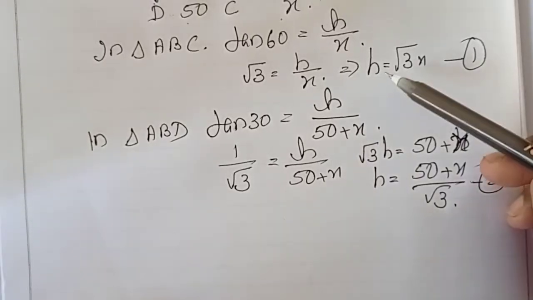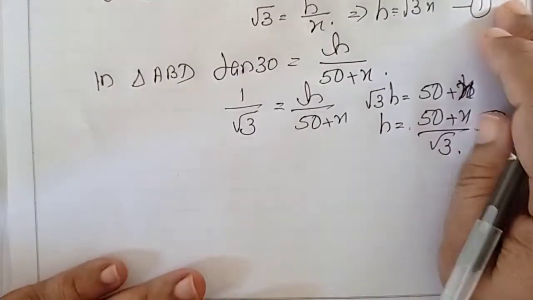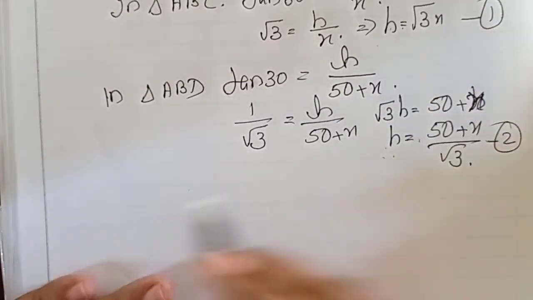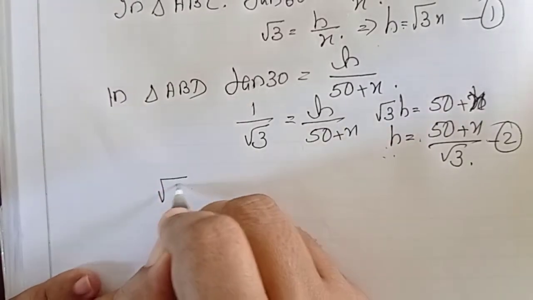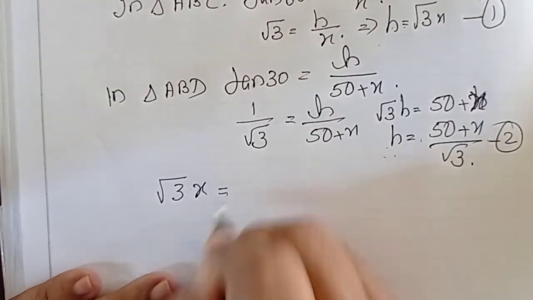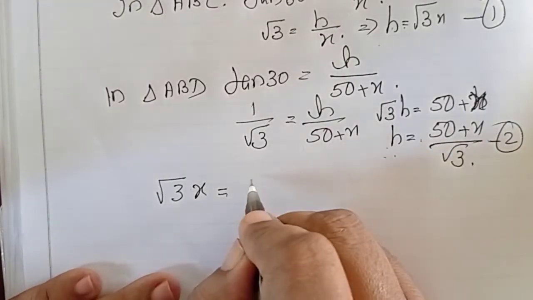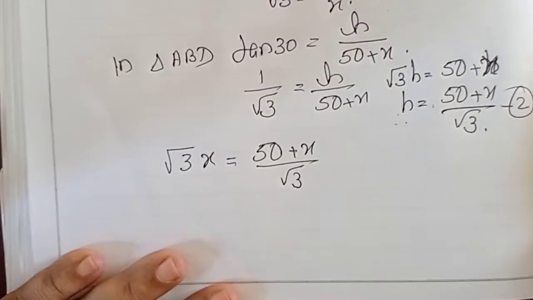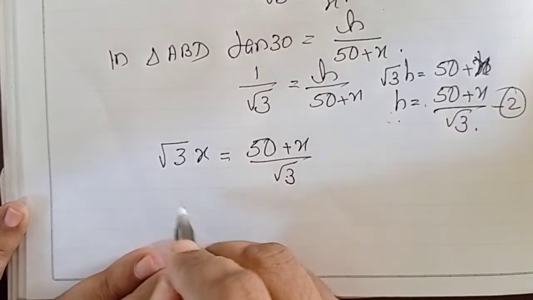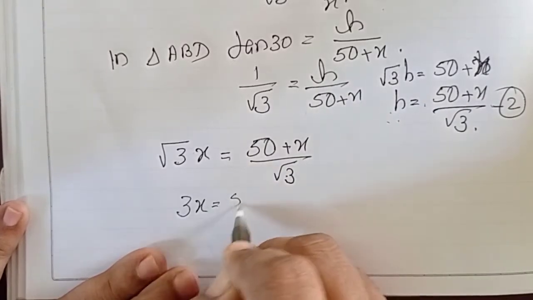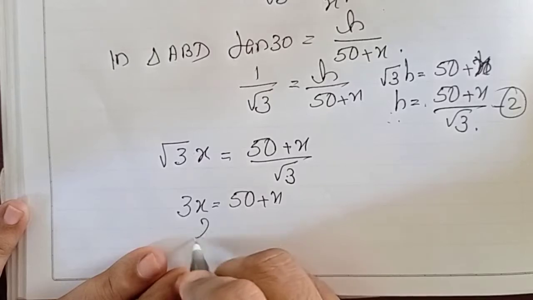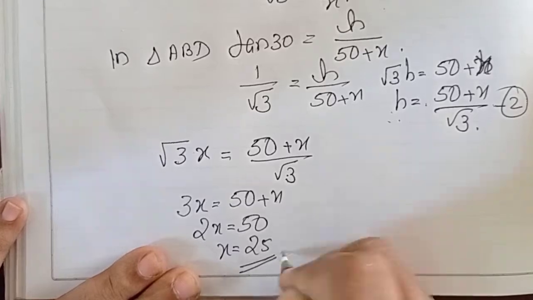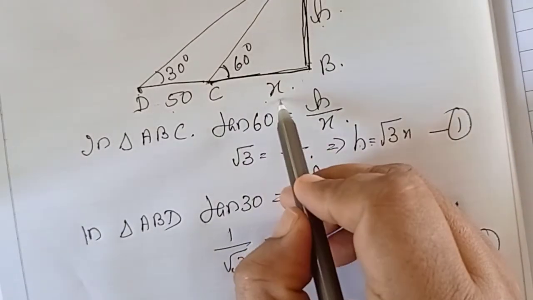When you compare this equation 1 and 2, you can find that both LHS are h. Therefore, comparing, write the step, comparing equation 1 and 2, root 3 x is equal to 50 plus x by root 3. Now, simplification step only. Root 3 into root 3 is, yes, 3x equal to 50 plus x. When you convert, you will get 2x equal to 50, means x equal to 25. Understand? X means this is 25.